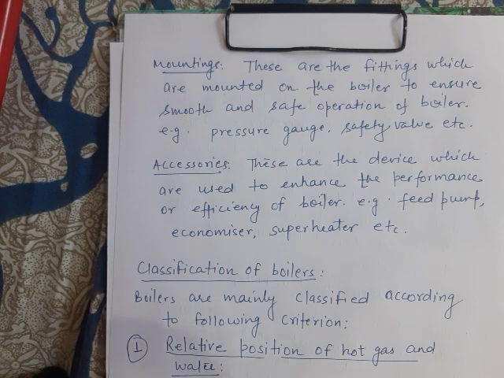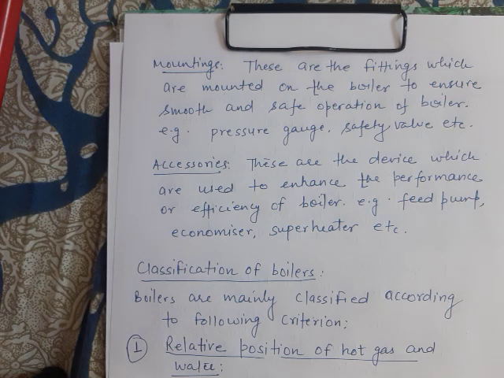Mountings are the essential components of the boiler. Without mountings, the boiler cannot function. Mountings assist in the safe operation of the boiler. One example of the mountings is the pressure gauge. Another example is a safety valve, for example, the safety valve of a pressure cooker. When the steam pressure goes beyond the working range, that safety valve opens and relieves some of the steam and thus maintains the pressure inside the boiler or inside the pressure cooker.